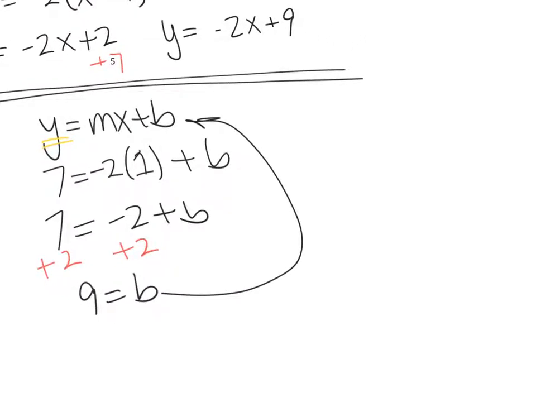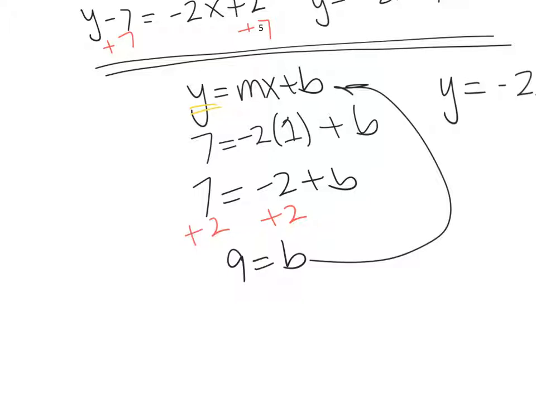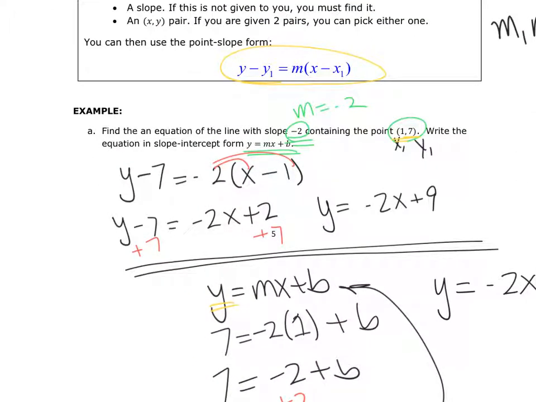So you would go back and say y is equal to -2x plus 9. It's the same thing. I got the same place. It's just, if you learned it this way, like I just showed you, that's fine. If you learned it this way, that's fine too.